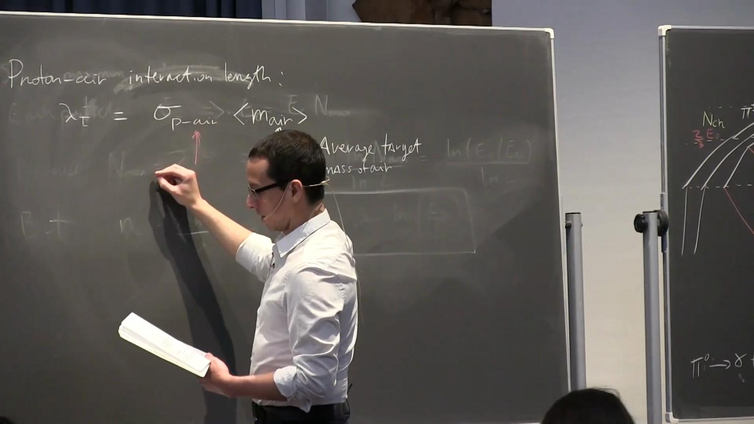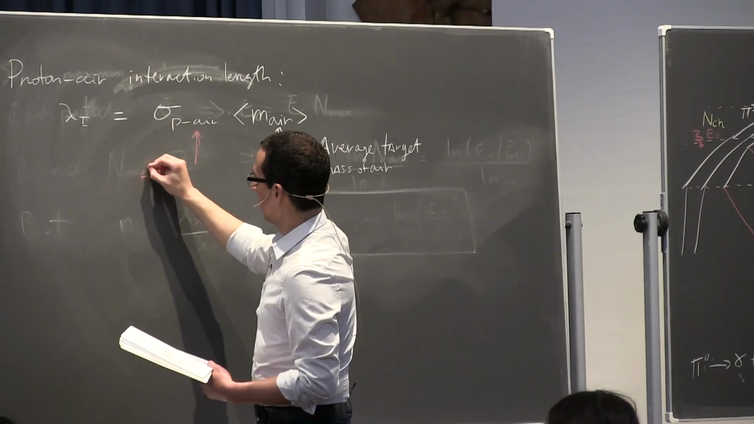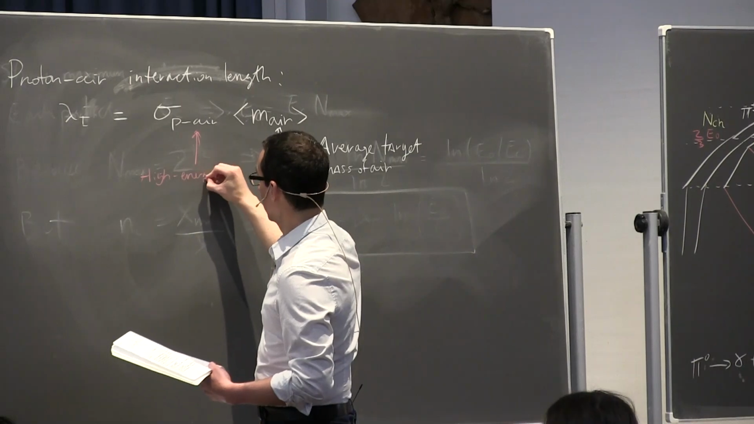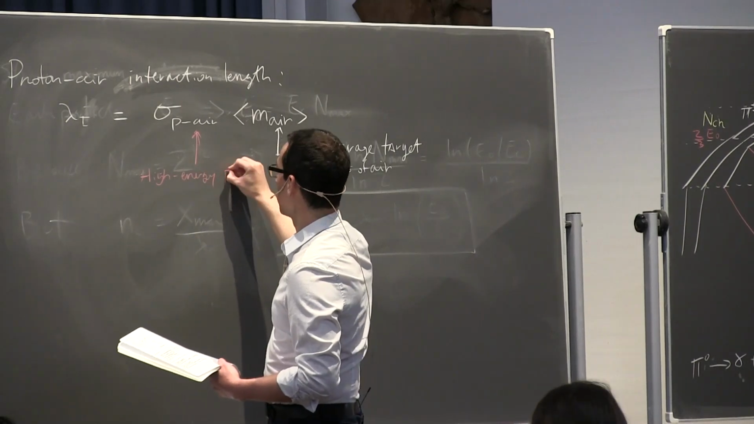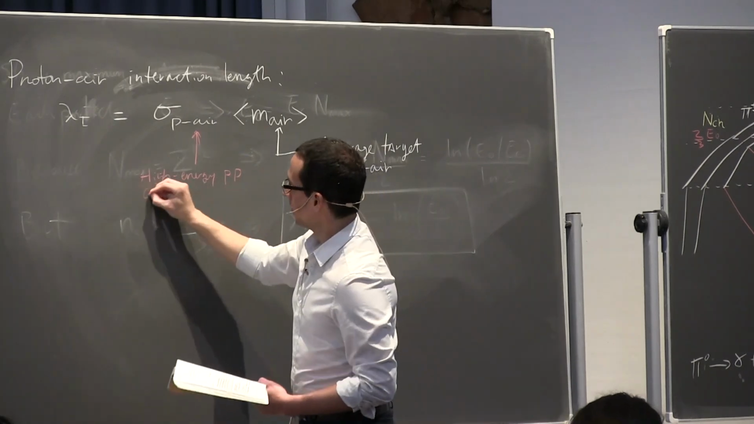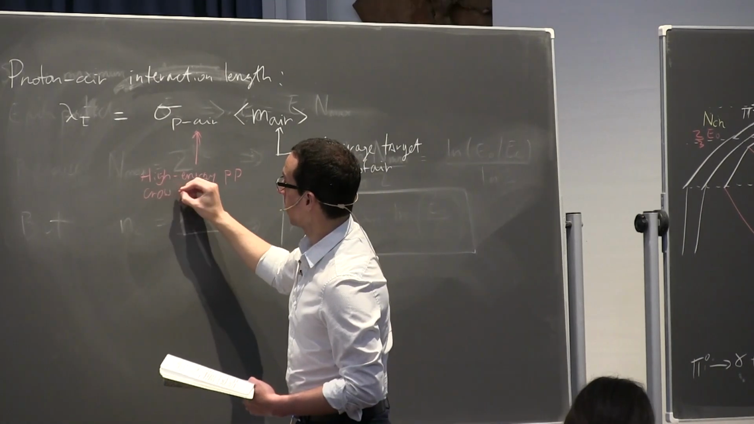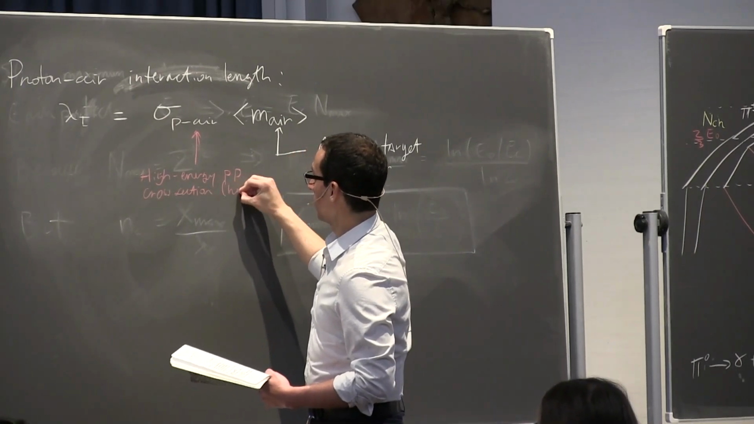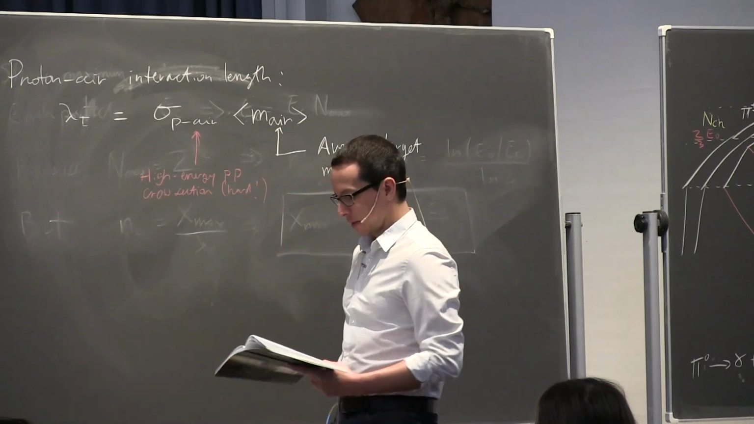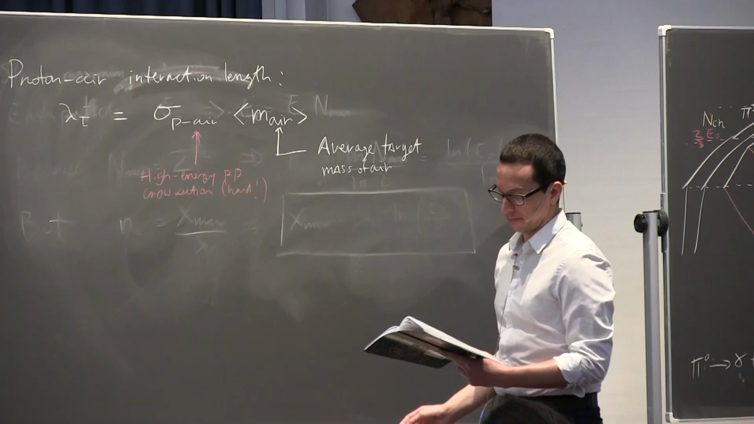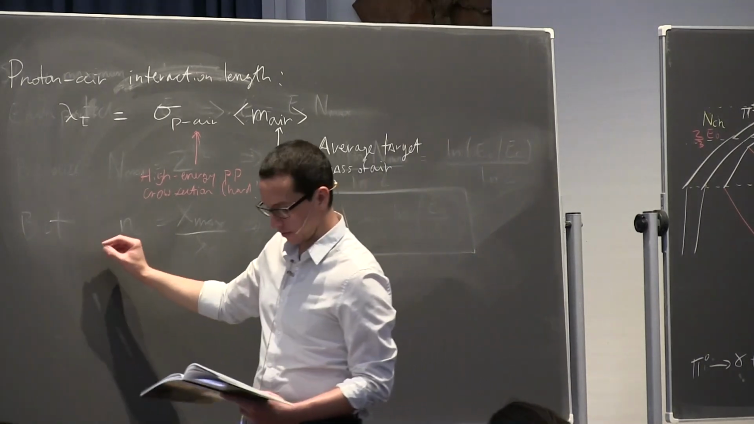This is hard because this is the high energy. We need the high energy proton-proton cross-section to calculate this. And we don't have direct measurements of the cross-section at the energies we would like. So the current situation regarding the proton air cross-section is the following.